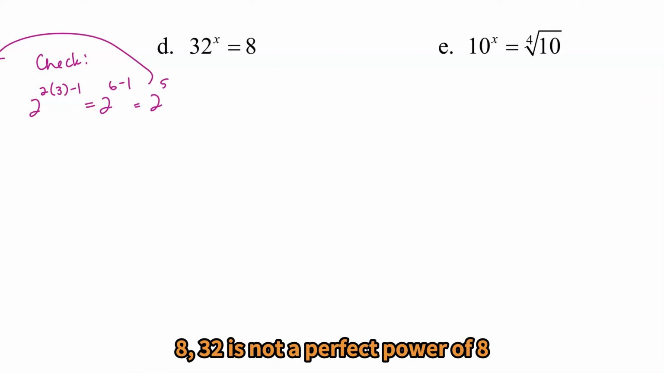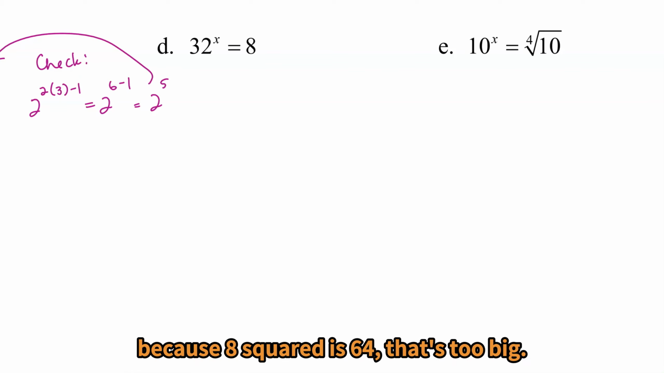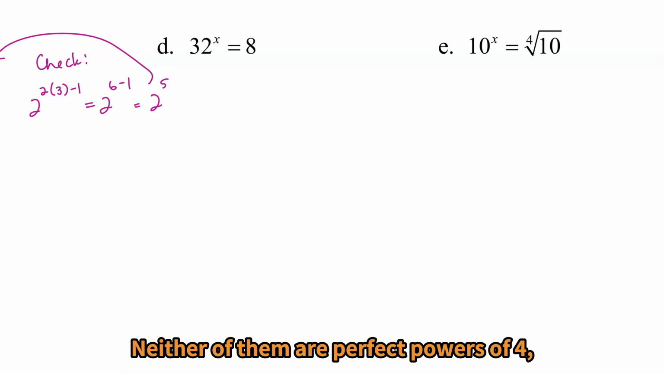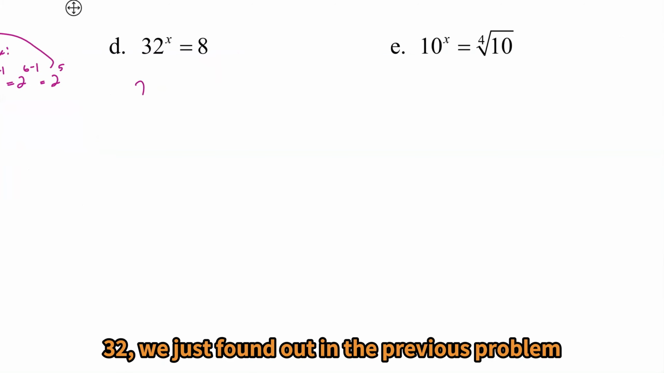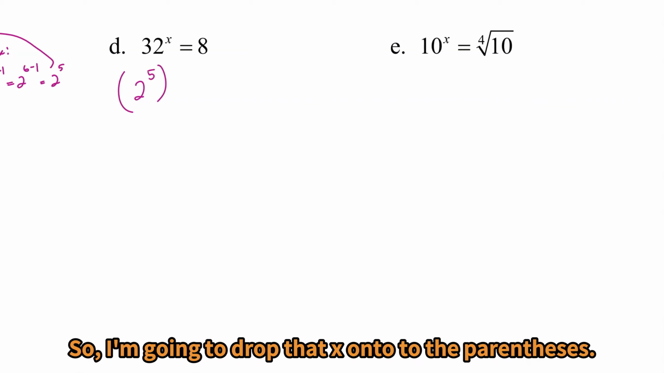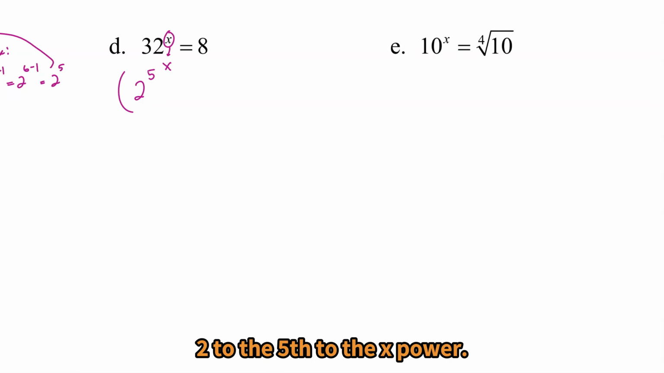Looking at 32 to the power x equals 8. 32 is not a perfect power of 8 because 8 squared is 64. That's too big. Neither of them are perfect powers of 4, but they are both perfect powers of 2. 32 we just found out in the previous problem was 2 to the 5th. So I'm going to drop that x onto the parentheses. 2 to the 5th to the x power.